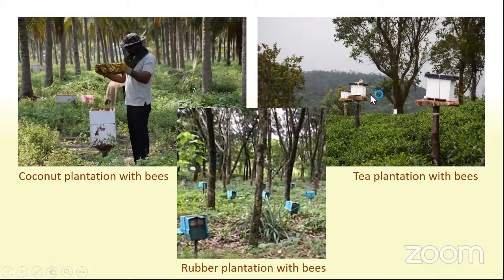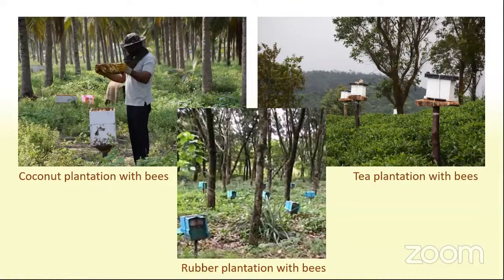So we had several colonies here in the center of this tea cultivation. But one thing that we did, we didn't remove any weeds of these tea lands, because there are different weed species that can serve as a bee plant, right? Maybe the tea plants may not give enough nectar or pollen for them, but the weeds do.